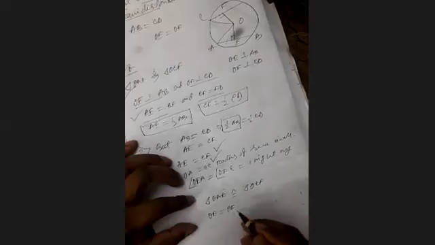So we can say triangle OAE is congruent to triangle OCF. Hence, OE equals OF. So equal chords of a circle are always equidistant from the center. That is our proof requirement, OE equals OF.